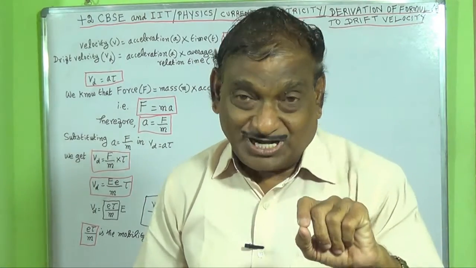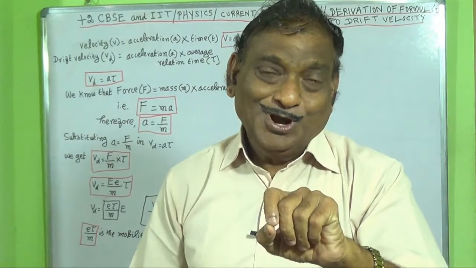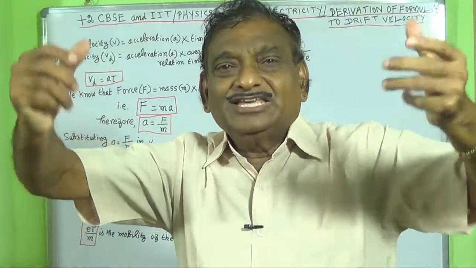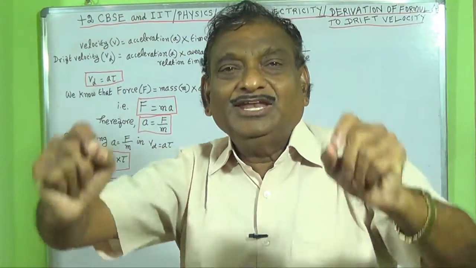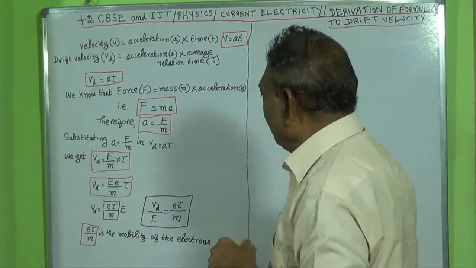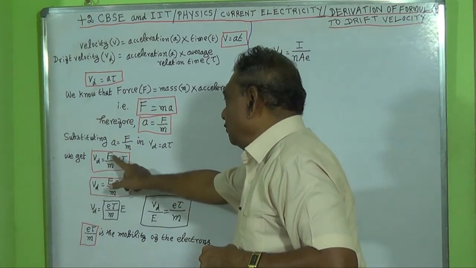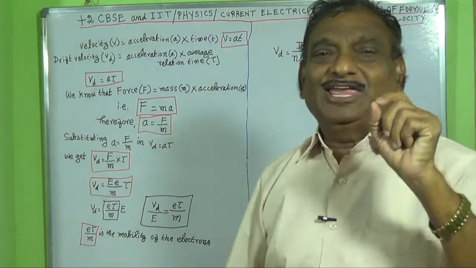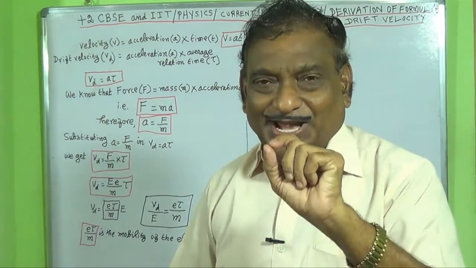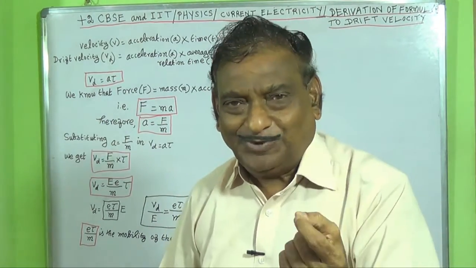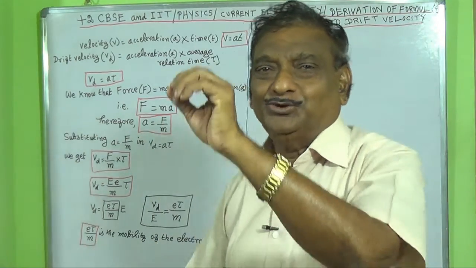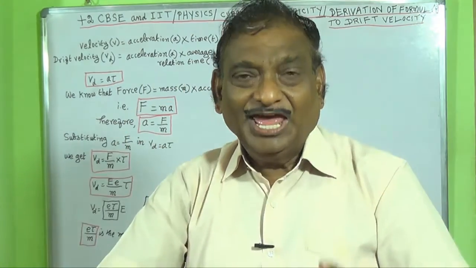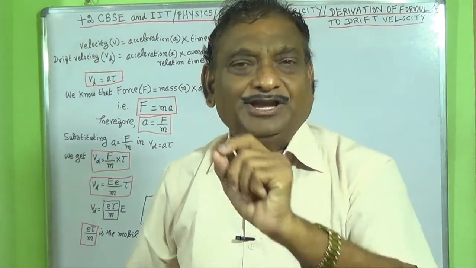After getting F equal to E e, we substitute this E e in place of F in the equation Vd equal to F by m into tau. If we substitute, we get drift velocity equal to E e by m into tau. This is the equation for drift velocity relating E and tau.